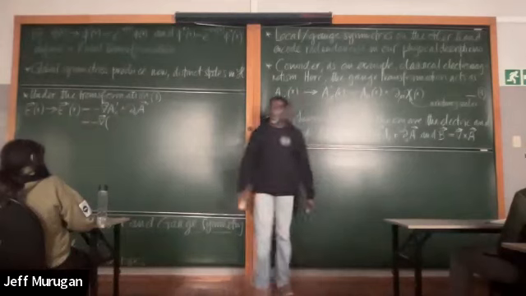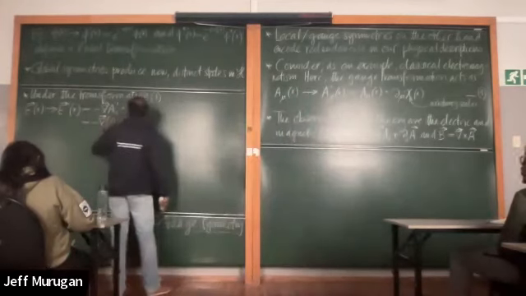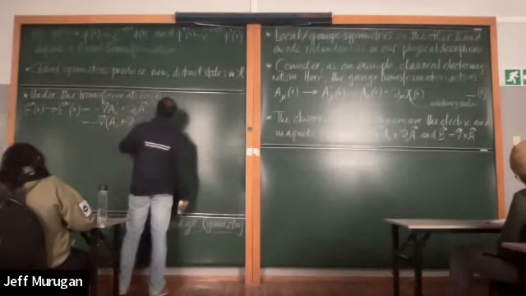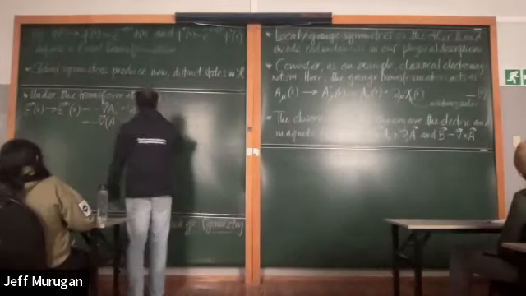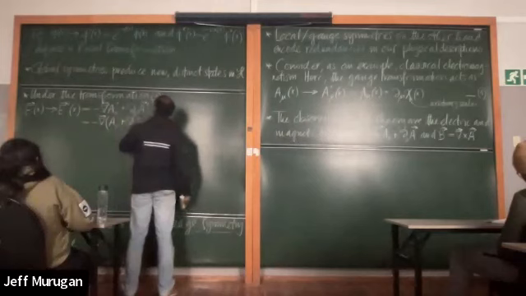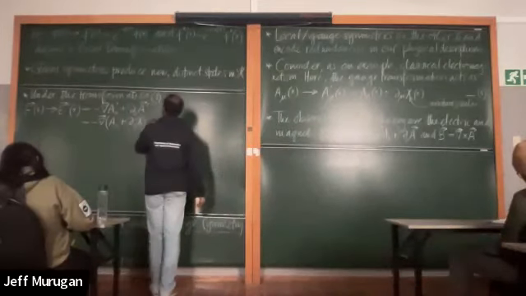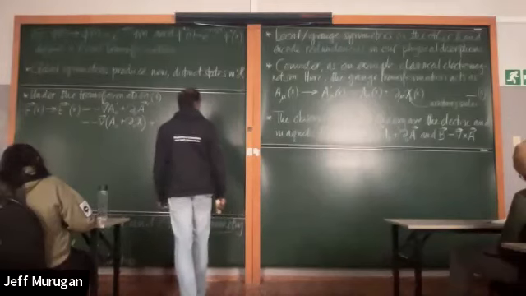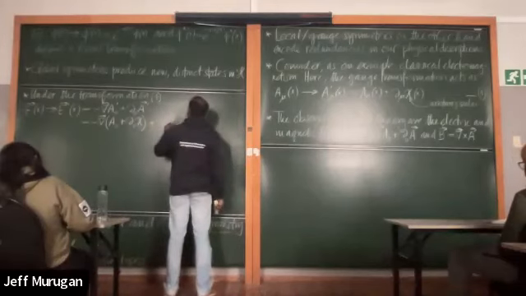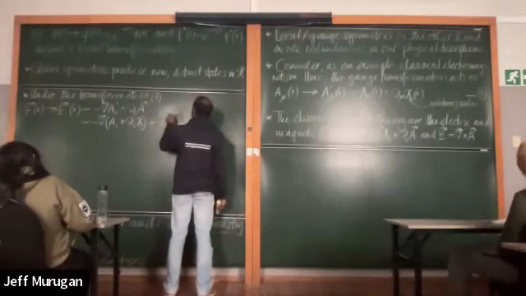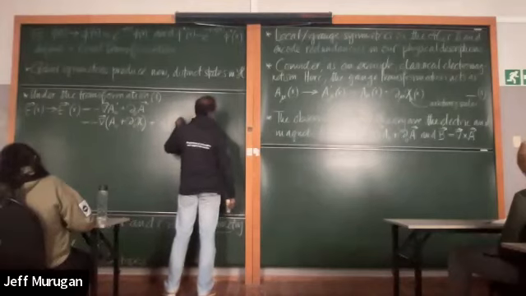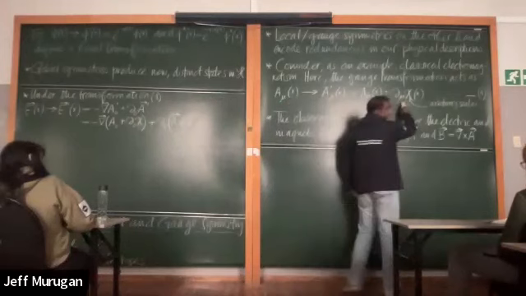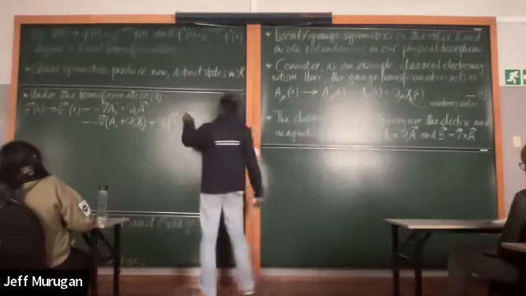So this is just A naught plus the time derivative of chi. But the time derivative of A prime is A plus the spatial derivative of chi, so it's the gradient of chi.